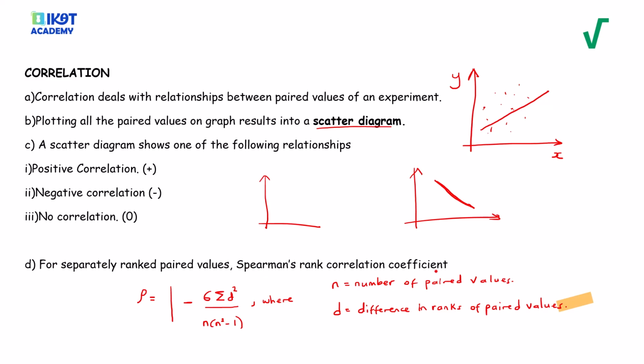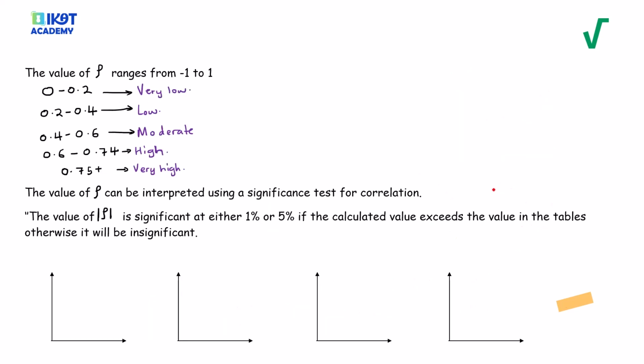So for separately ranked paired values, we are always going to use this formula, Spearman's rank correlation coefficient. We have this, rho, equals 1 minus 6 summation of d squared over n times n squared minus 1. So this one is actually in the logbook. You may not have to cram it, but still mastering it and understanding what these different things mean is going to help you. So n is representing the number of paired values, and d is the difference in the ranks of the paired values. So in a few minutes we are all going to understand what this means.